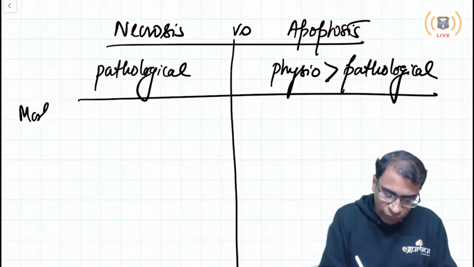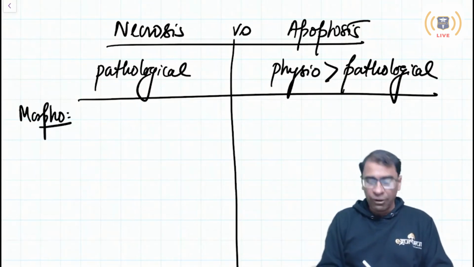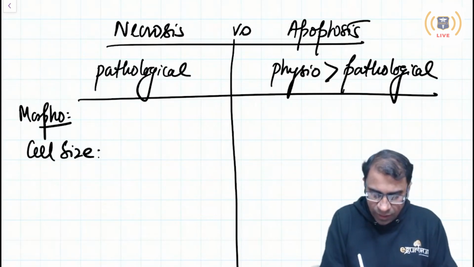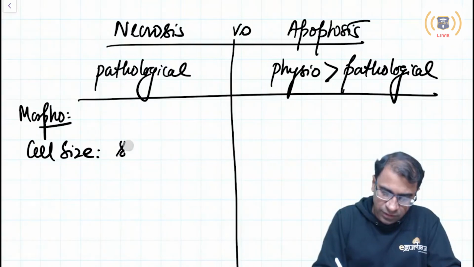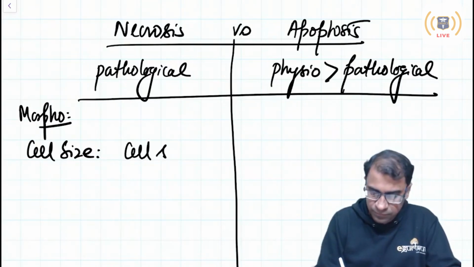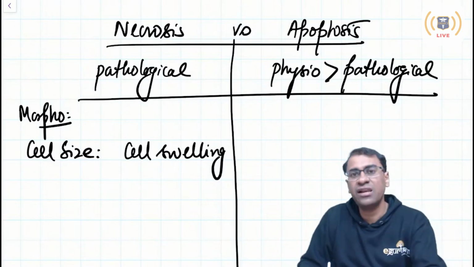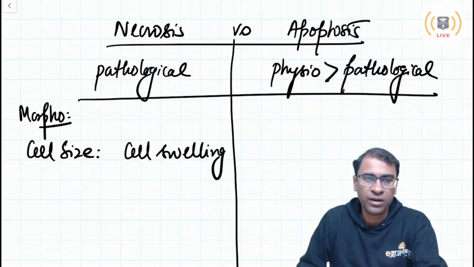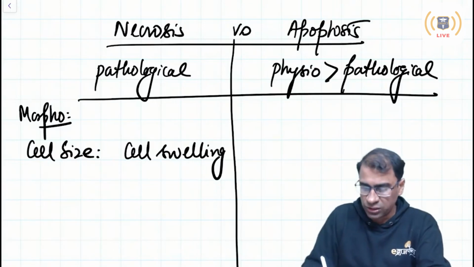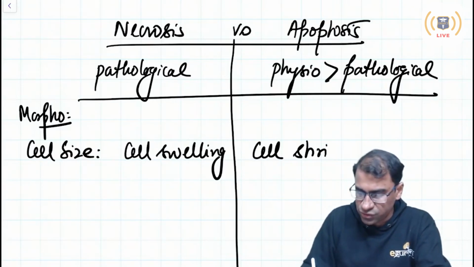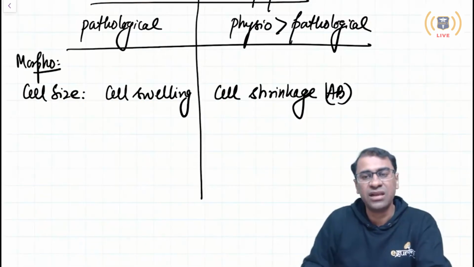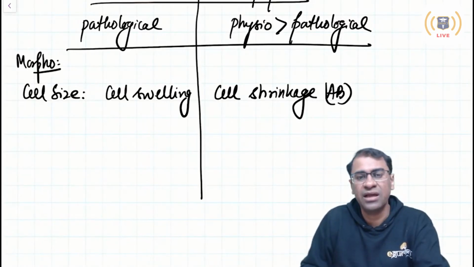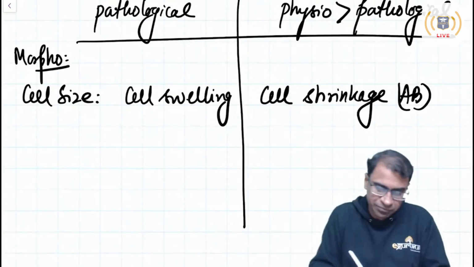Second, if you look at the morphology, first the cell size. Please understand, necrosis always starts with reversible injury. That means before the cell undergoes necrosis, there should be cell swelling. Now, in apoptosis, you'll see cell shrinkage. Why cell shrinkage? Because the apoptotic body is smaller than the main cell, and hence there is cell shrinkage.